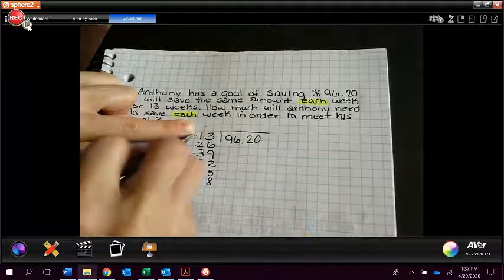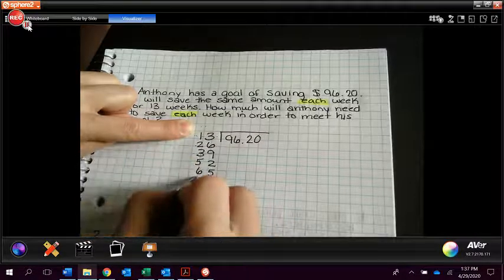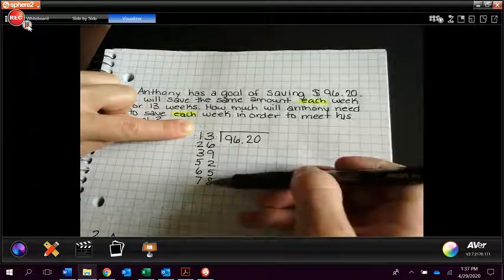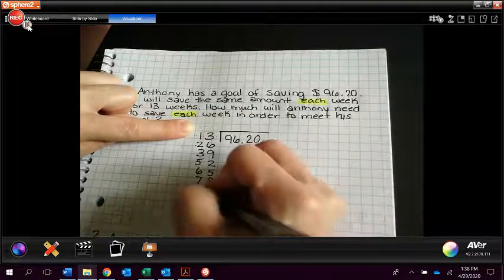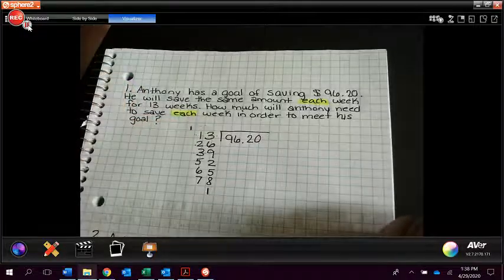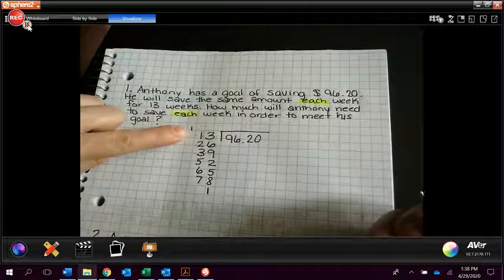6 plus 1? 7. Remember, only the top and the bottom. 8 plus 3? 11. 1. Now remember, I already have a 1 there on the side. I don't have to draw it again. I'm just going to use the same 1.